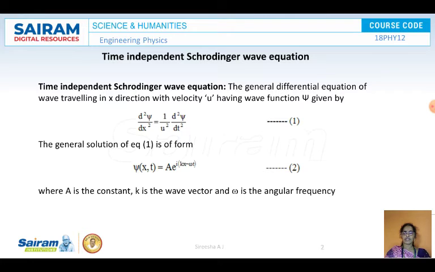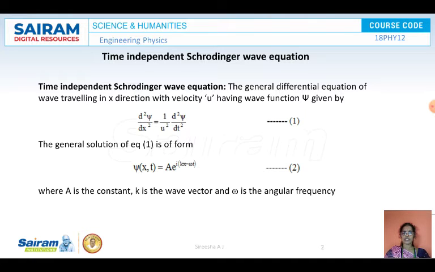The general differential equation of a wave traveling in x direction with velocity u having a wave function psi is given by d square psi by dx square is equal to 1 by u square into d square psi by dt square. Here this is a general differential equation of a wave traveling in x direction with a velocity of u having a wave function psi. We have seen in the previous session the wave function psi denotes a particle. Now this is equation 1, this is a general differential equation.